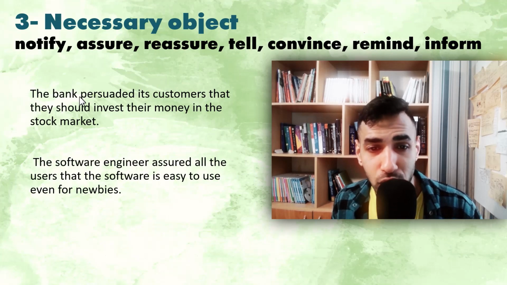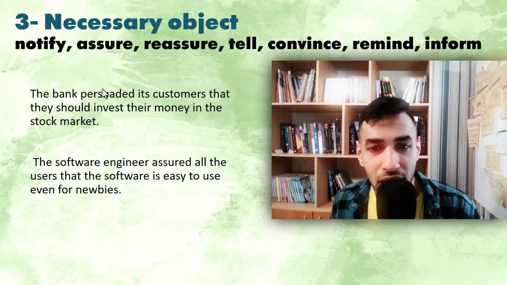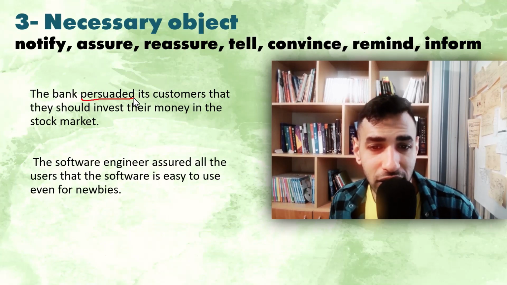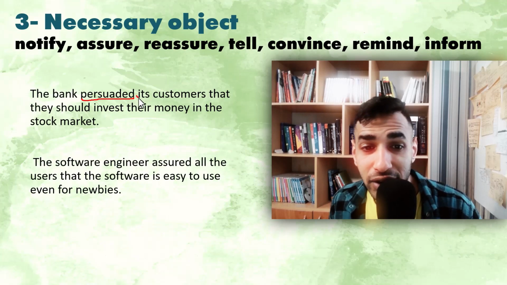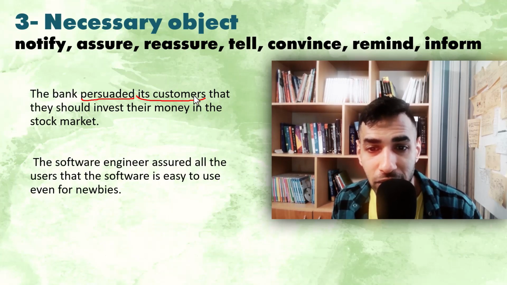Example: the bank persuaded its customers. Persuade is a synonym of convince. The bank persuaded or convinced, both are correct. Its customers. So our reporting verb here is persuaded, convinced, and there is a necessary object before that clause: that I should invest their money in the stock market. A reporting verb with a necessary object before that clause.